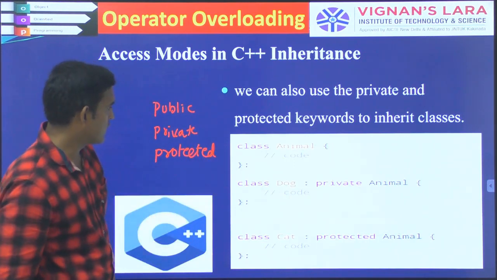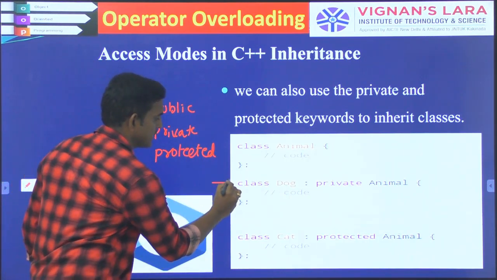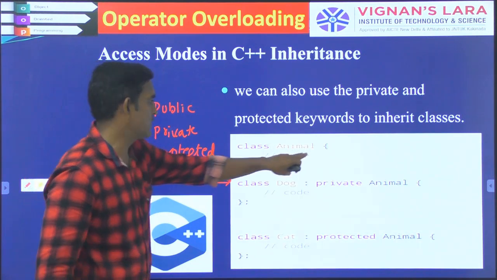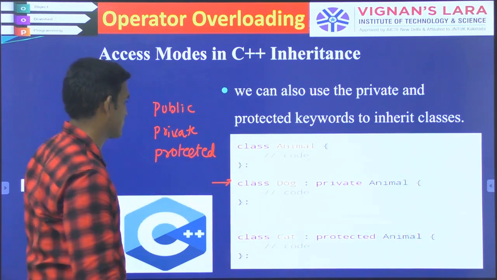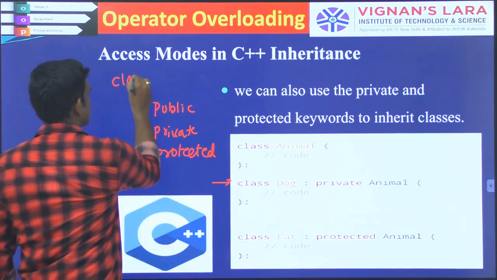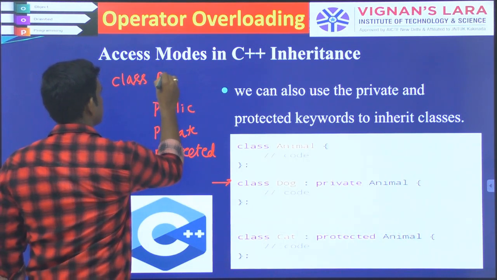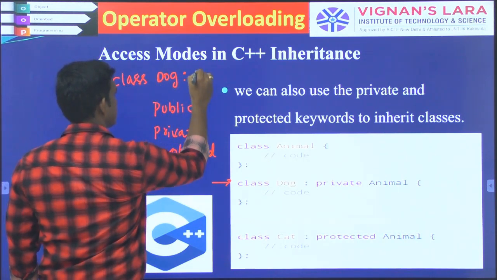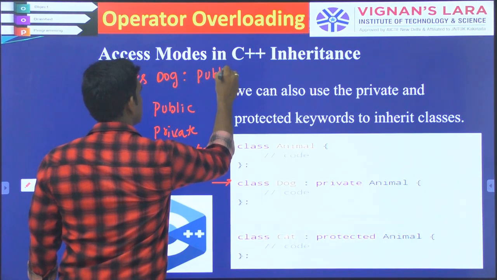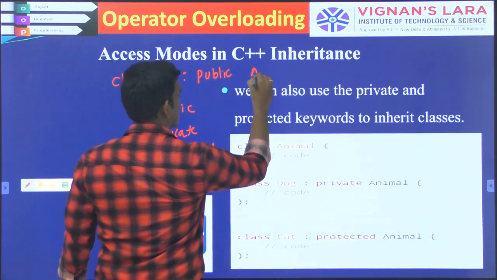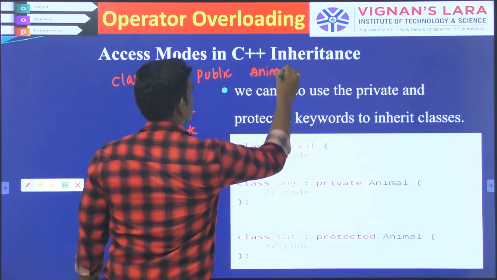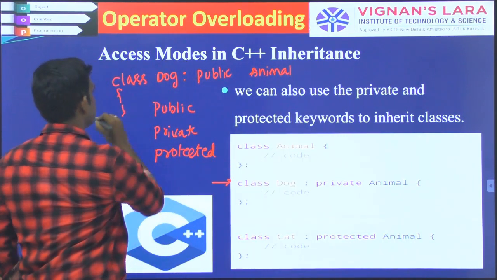Okay, so far you have written whenever you are performing inheritance. So if this is your base class, that is, the animal class is the base class. If I want to inherit something, I will be writing class dog, then I am specifying public, and then your base class name.